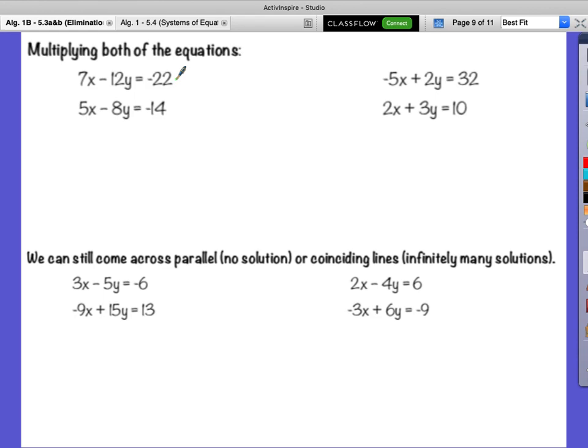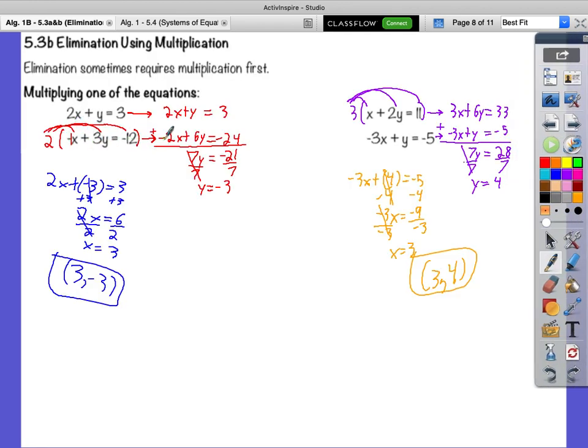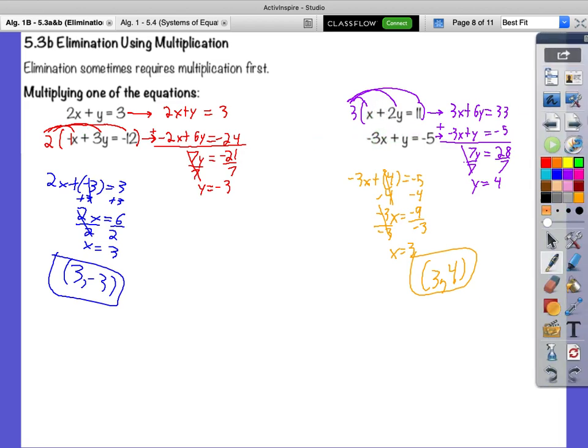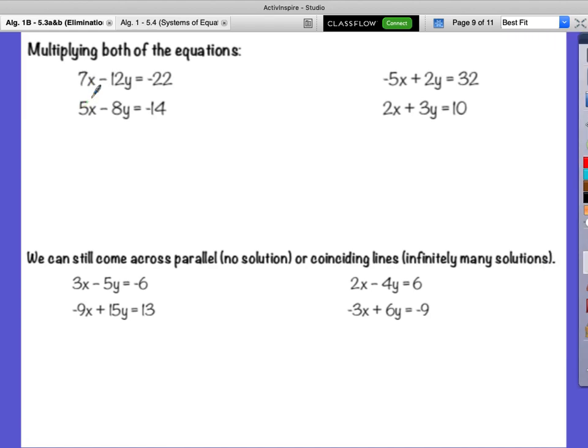Well, before, on the previous examples, we were able to turn negative 1 into negative 2, so it matched. We were able to turn 1 into 3, so it matched with negative 3. Here, are we able to turn 7 into 5? Can we turn 5 into 7? Can we turn negative 12 into negative 8? Can we turn negative 8 into negative 12? No, none of those are real simple where you can just multiply by 1 or 2 or 3. So we're going to have to multiply both of them to get to a common number, kind of like with common denominators and fractions.